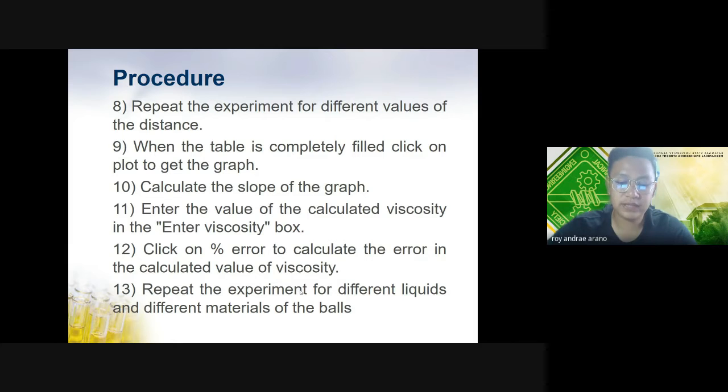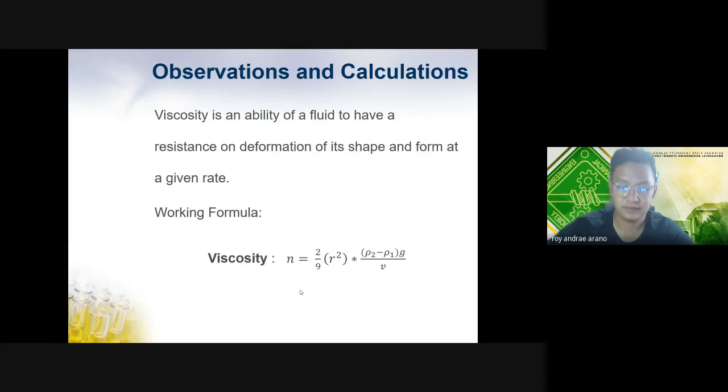Number 8 is to repeat the experiment for different values of the distance. When the table is completely filled, click on plot to get the graph. Next is to calculate the slope of the graph and enter the value of the calculated viscosity in the enter viscosity box. Number 12 is to click on percentage error to calculate the error in the calculated value of viscosity. And lastly, repeat the experiment for different liquids and different materials of the balls. So next are the observations and calculations.